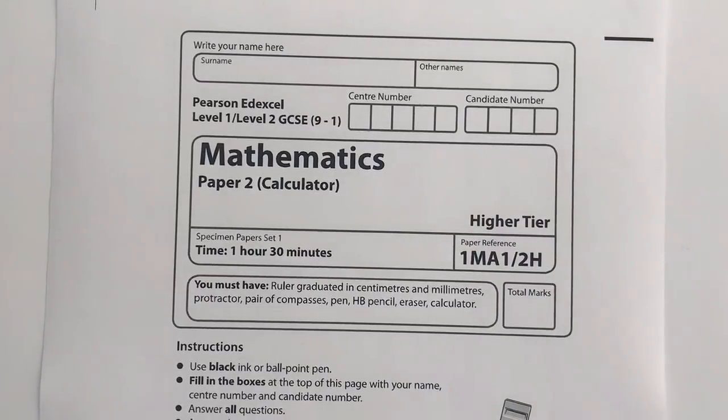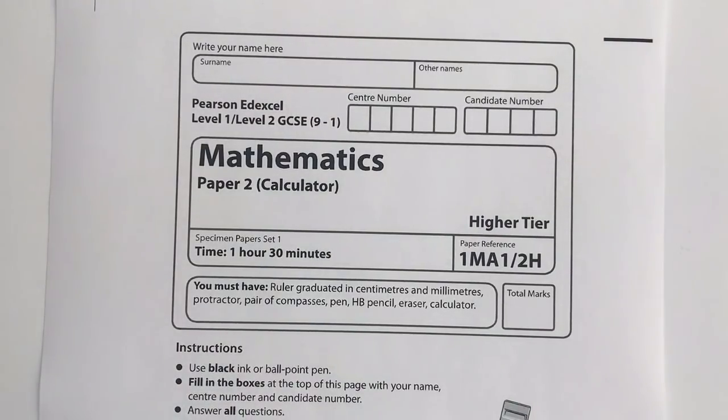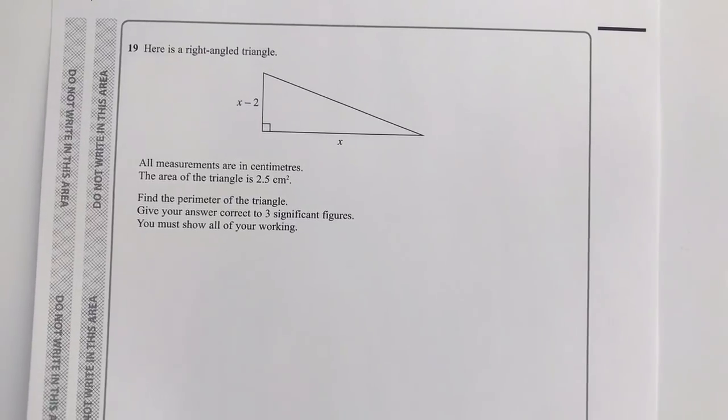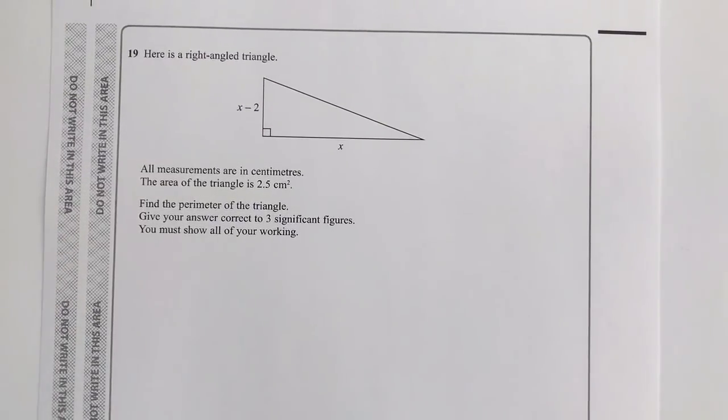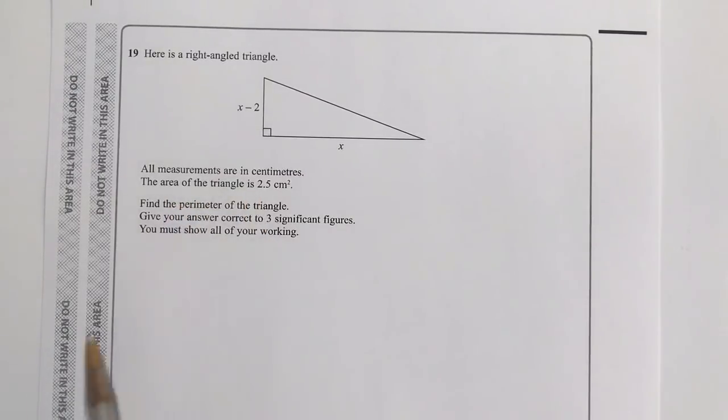Okay, hope that's alright. In the last video we got up to question number 18, so we're going to start here with question number 19 that deals with a right angle triangle. It tells us the dimensions of the right angle triangle in x expressions. I've got x minus 2 and x along here, and it tells us the area is that. Let's concentrate on that for a moment, because we're going to use this information to work out the value of x, and therefore we can work out the perimeter.